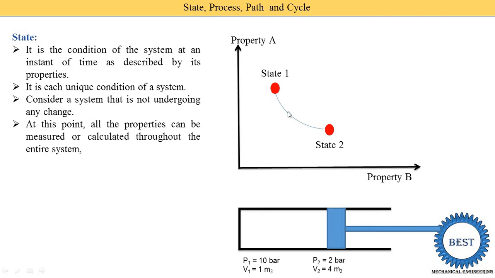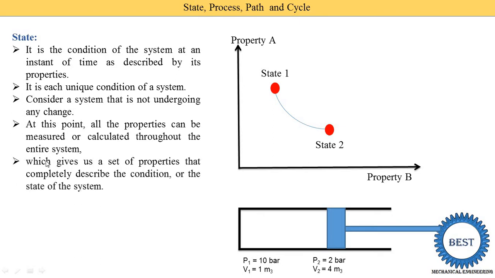This line gives us the process. Next we will understand what the process is, but before moving on, we understand some points about the state. A set of properties completely describes the condition or the state of the system, which we already understand. At a given state, all the properties of the system have a fixed value. At state 1, all the properties have some fixed value. Here we see that pressure is 10 bar and volume is 1 meter cube, so it is fixed for the system.